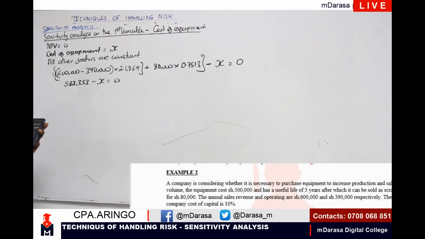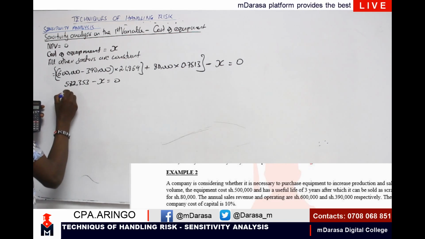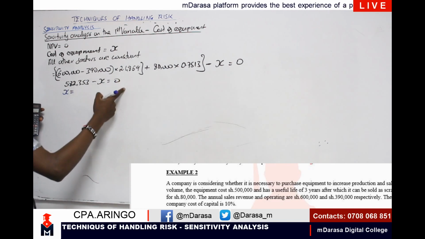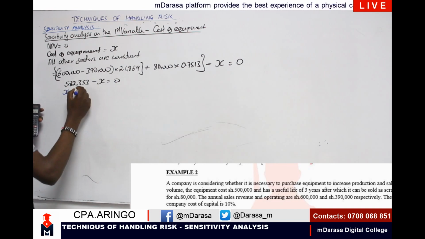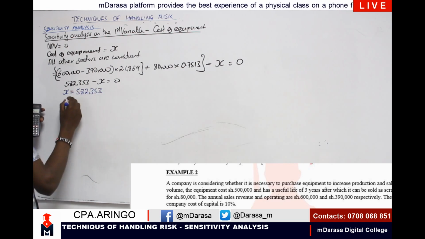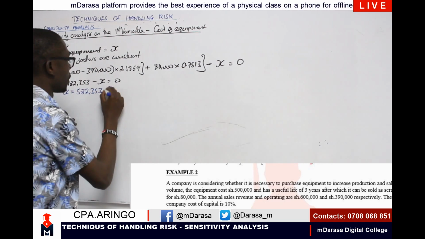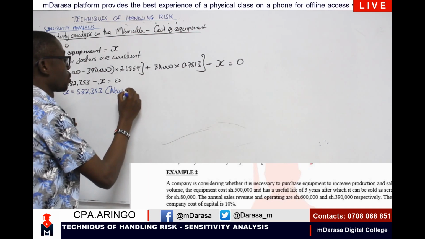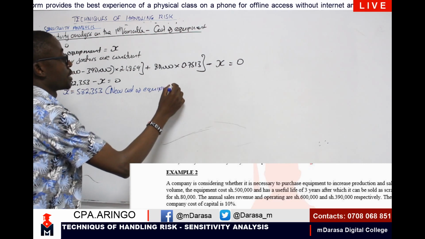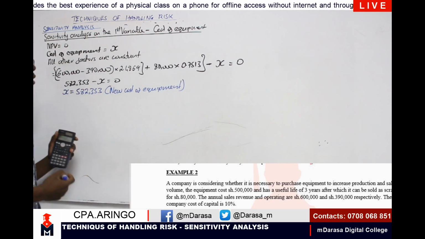So you can agree that our initial cost that will equate our NPV to 0 is the same as saying X is equal to, taking that to the other side, 582,353. So this will be our new cost of equipment. Recall, the examiner here wants us to determine the percentage change.